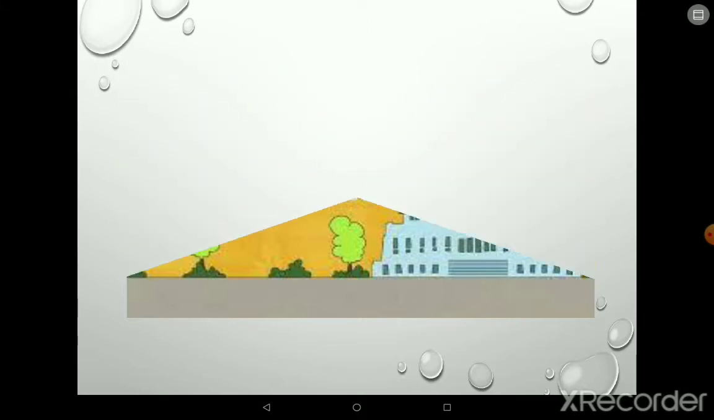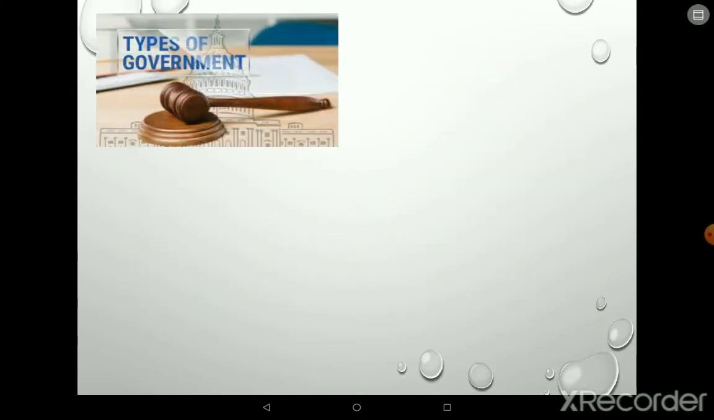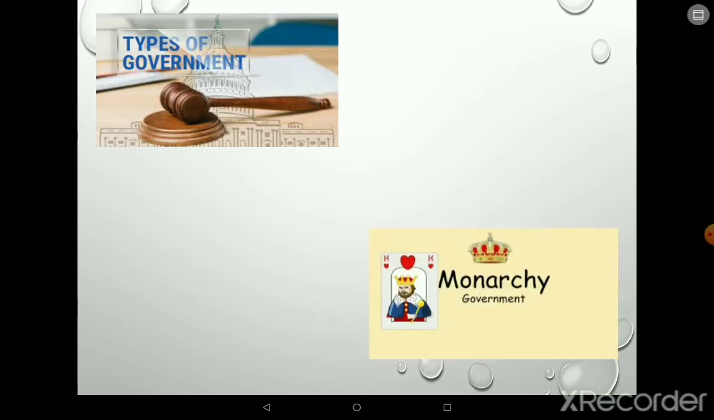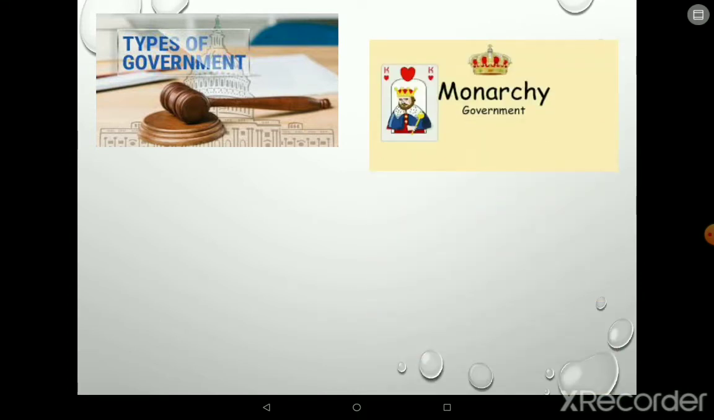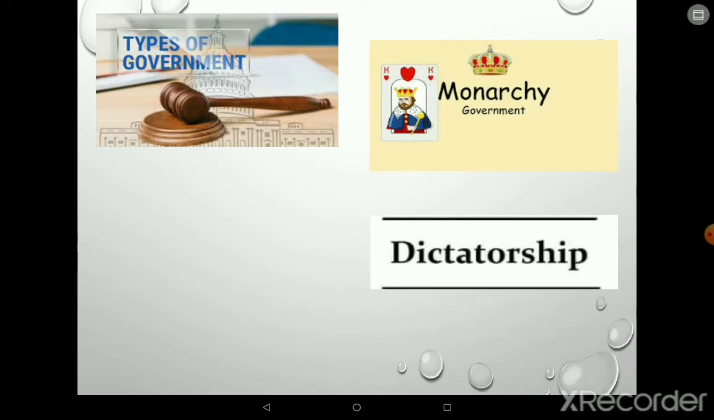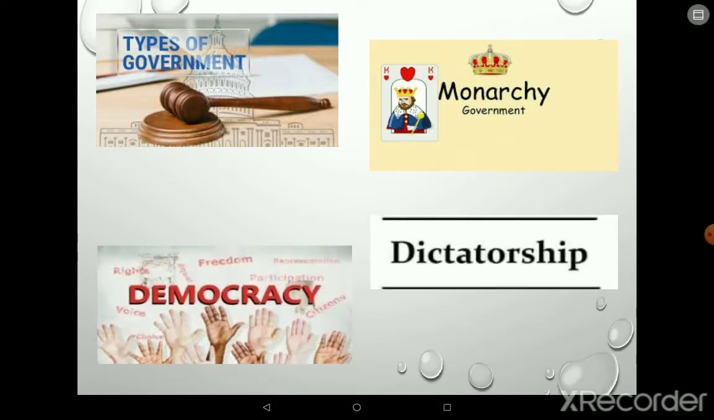Next we are going to learn about the types of government. There are three different forms of government. First is the monarchy, then we have the dictatorship and the democracy. On the basis of the source, who or what gives the government the power to make decisions, governments around the world have been divided into three main types: monarchy, dictatorship and democracy. Let's learn about these types of government in detail.